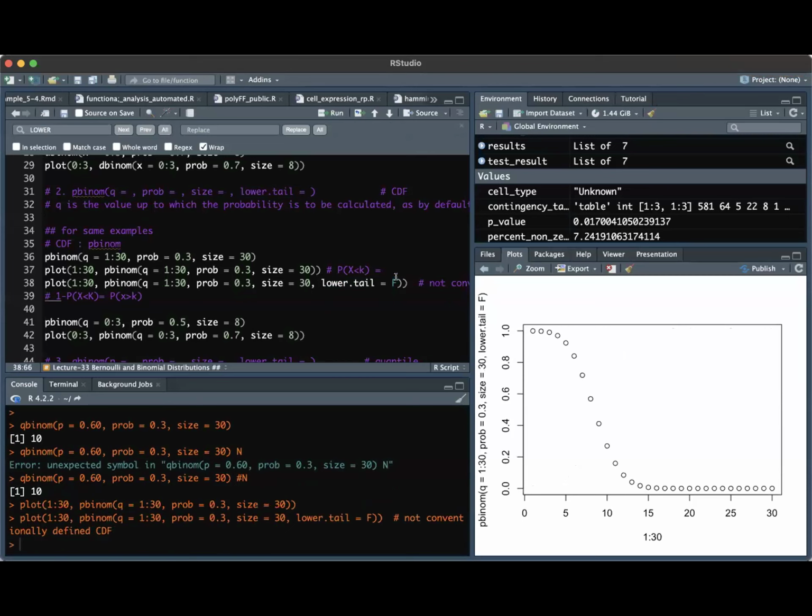So, ma'am, we don't need to put the actual value, but we can give the argument lower.tail equals FALSE in case we want to find the value of X greater than k. Yes, exactly, greater than k. Greater than or equal to k, no? Greater than or equal to, yes. I can't type that here. So yeah, greater than or equal to.